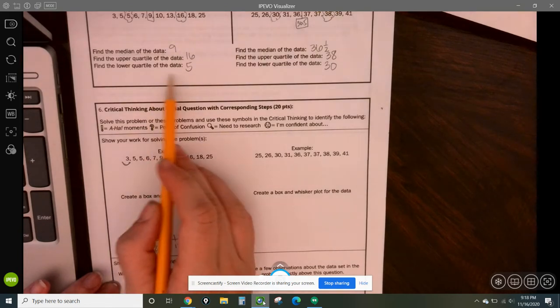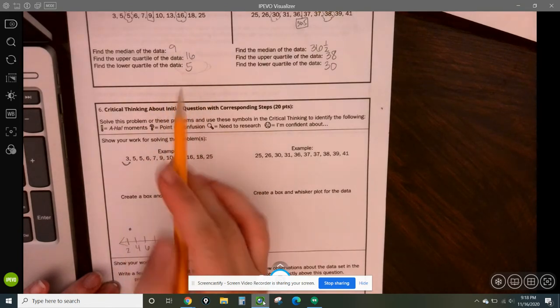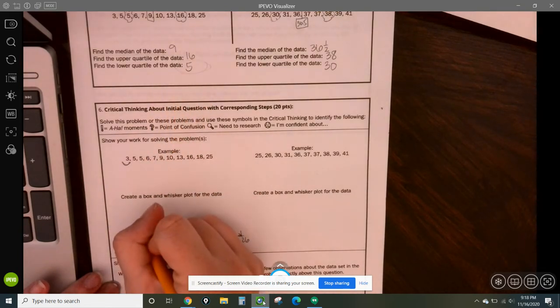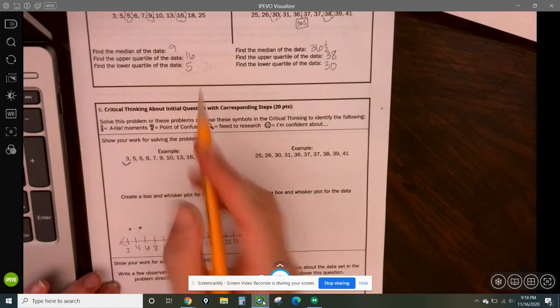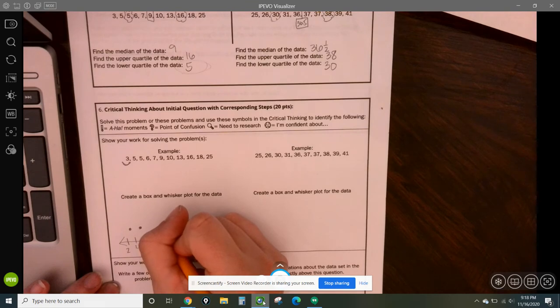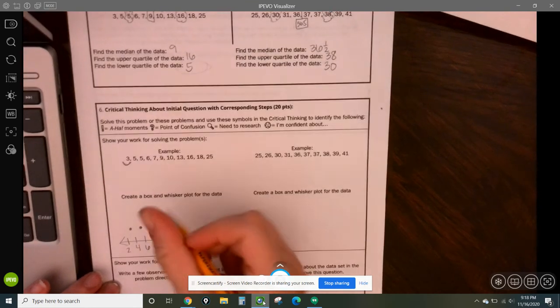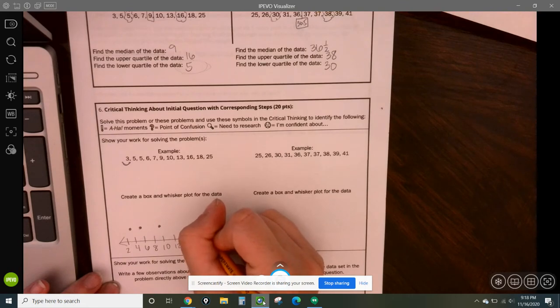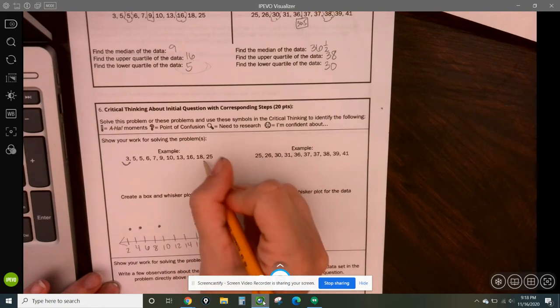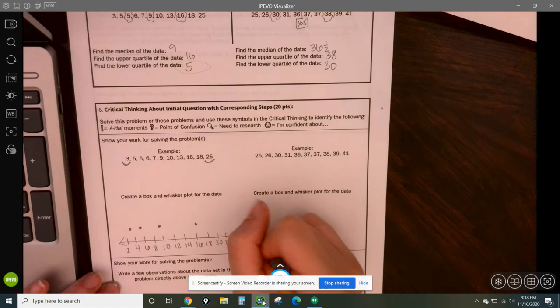So the smallest number is 3. The lower quartile was 5. We found that up here. The median was 9. And the upper quartile was 16. And then the biggest number is the fifth thing, 25. Okay, so I have my 5-number summary here.